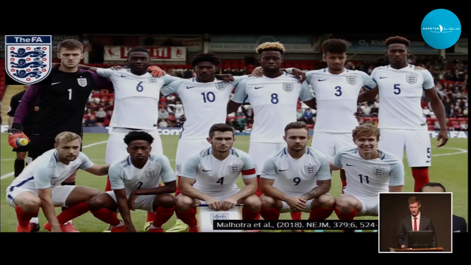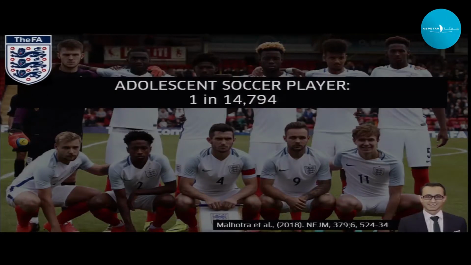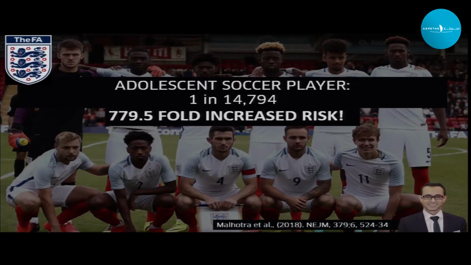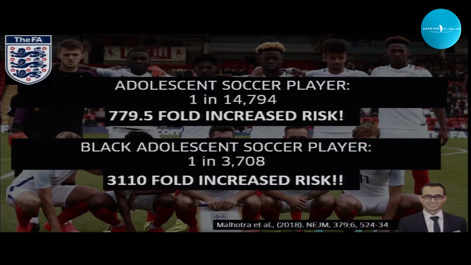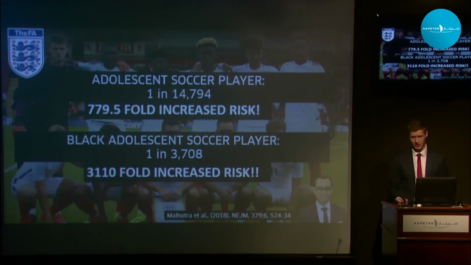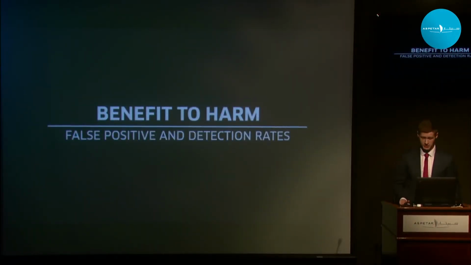And if we compare that to recent outcome data from cardiac screening in adolescent soccer players in England with a mean follow-up period of 10 years, the risk in an adolescent soccer player is 1 in 15,000, constituting an almost 780-fold increased risk. If we consider only the black adolescent soccer player, that's less than 1 in 4,000, constituting a 3,110-fold increased risk compared to a lightning strike fatality. So I think we can comfortably say that pediatric athletes are at substantially greater risk than a lightning strike fatality. But what about benefit to harm in terms of false positives and detection rates?